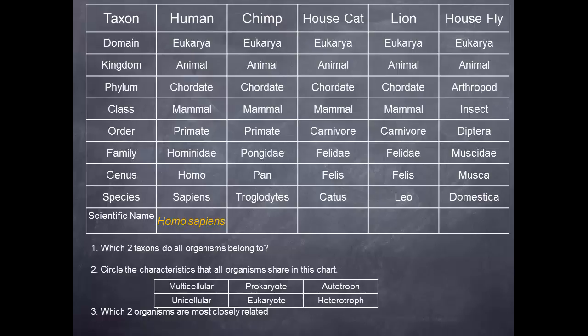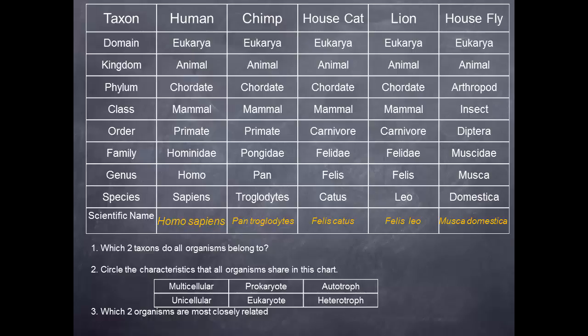Brendan? Pan troglodytes, yes. Pan troglodytes. House cat, Eddie? Felis catus. Felis catus. Again, make sure you wrote it properly. A lion. Vinny? Panthera leo. And a housefly. Faith? Musca domestica. Okay.